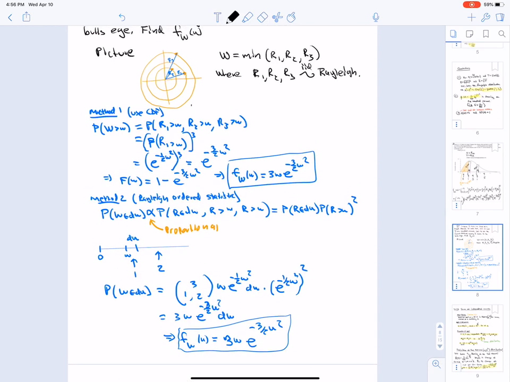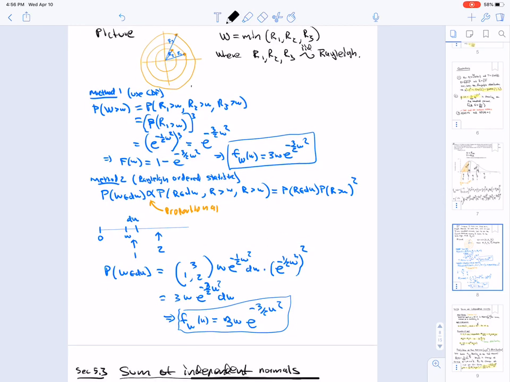One is just to use the CDF, because we have a min, and often you want to use the CDF to find the min. So the probability that W is greater than w is the probability that R1 is greater than w, R2 is greater than w, R3 is greater than w, which is the probability that R1 is greater than w, cubed. R1 is Rayleigh, and we know the survival function for that. So we just substitute that in, and then we can find the CDF and hence the density by taking the derivative. Another method would be just to use Rayleigh order statistics.